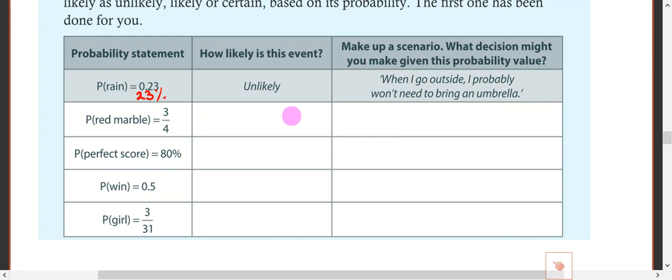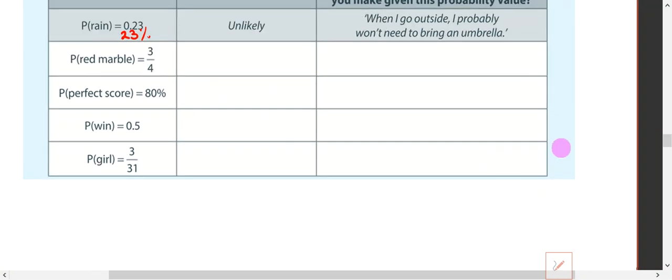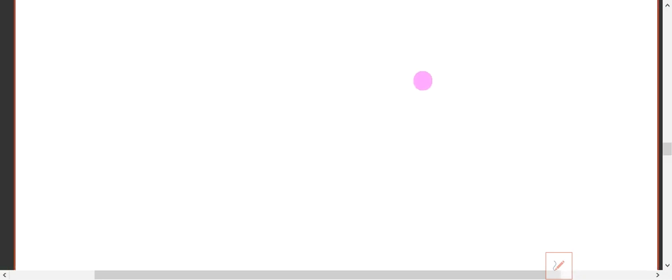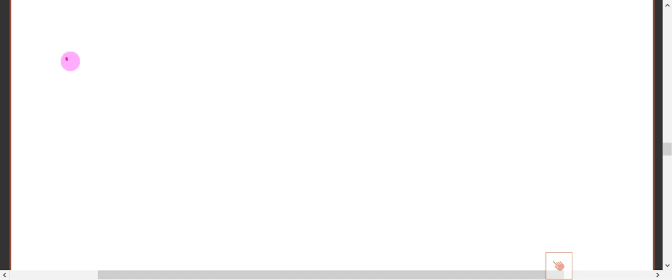So you're going to do the same thing for the others. We don't need to draw the table out, we can just do each one in turn. It doesn't need to be in the form of a table. But let's have a look. Let's write, it can be in your book, the probability of a red marble is 3 out of 4. So probability of red marble equals 3 out of 4. Can you write that down?